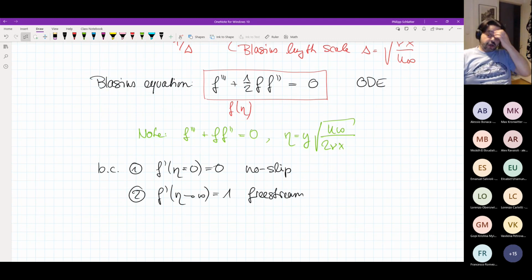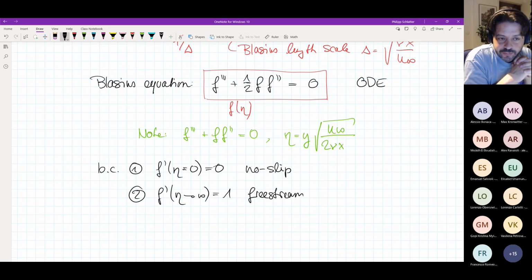Okay, are we done? Well, unfortunately not. There is one thing missing here. We have an equation, and the Blasius equation is of third order. So that means for a third order equation we actually need 3 boundary conditions. Right now, we only have 2 boundary conditions. So unfortunately we cannot solve it yet, or the system is not yet complete. So 1 boundary condition is missing.